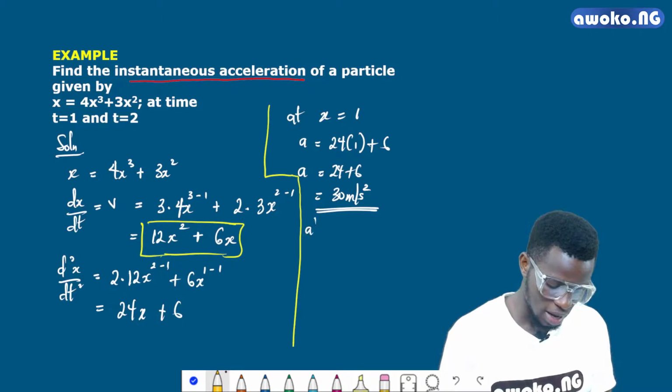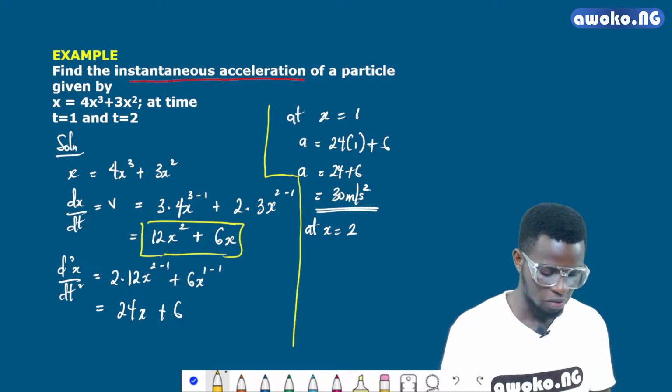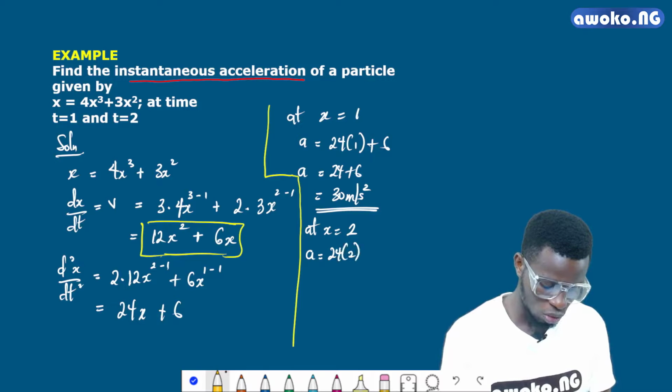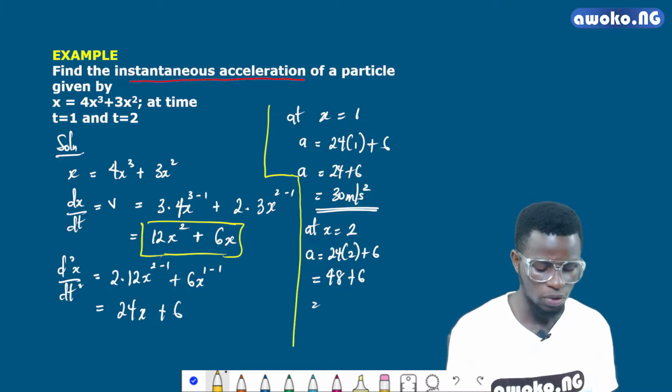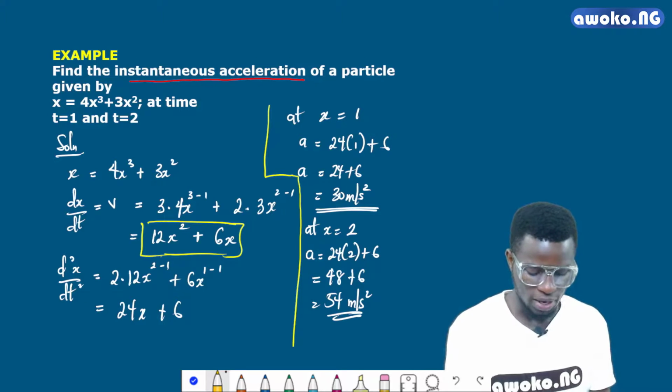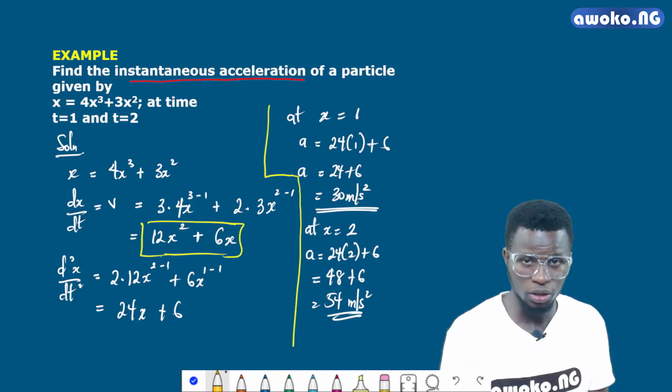Now, at t equal to 2, what then is the value of our instantaneous acceleration? We have a equal to 24 times 2 plus 6, right? So this is going to give us 48 plus 6, and 48 plus 6 is equal to 54 meters per second squared. So when t equals 1, the instantaneous acceleration for this particular particle is equal to 30 meters per second squared.